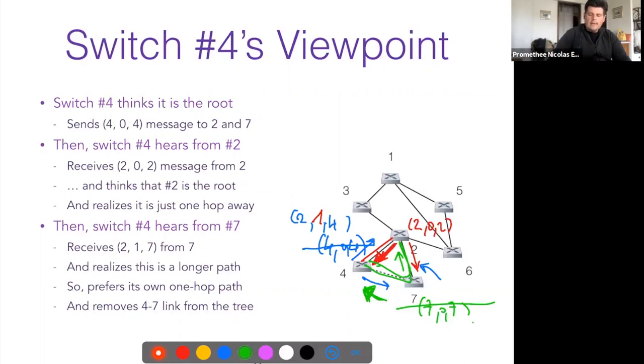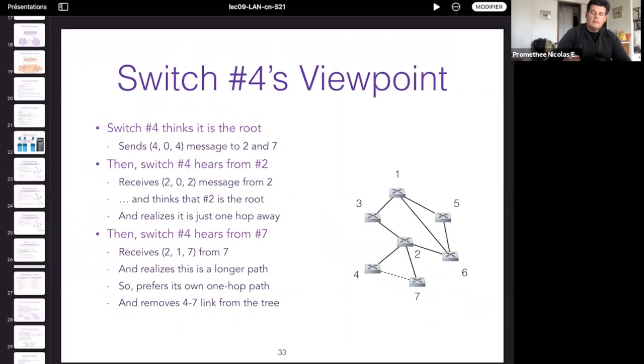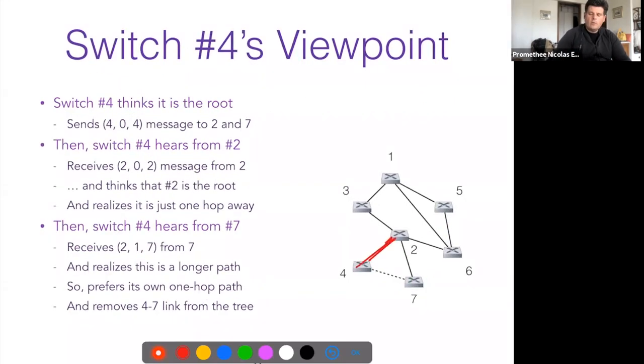So now 7 thinks that 2 is the root with distance 1. And so 2 is going to keep this message. So you may see that out of these messages, 4 will reach this one, 7 is going to reach this one, and this one has been disabled. When I say disabled, there's a TTL. So as long as 2 doesn't change or there's no link failure, these interfaces will be disabled.